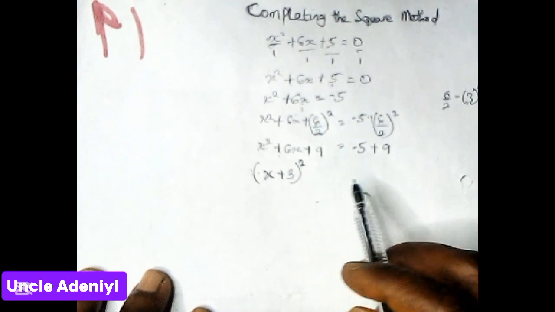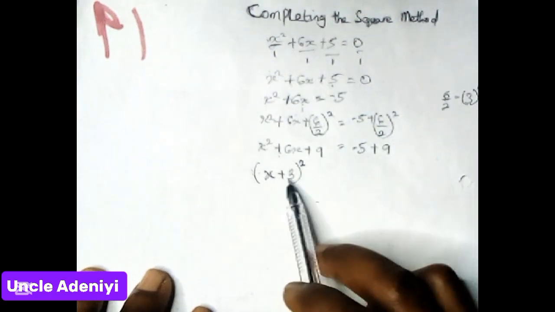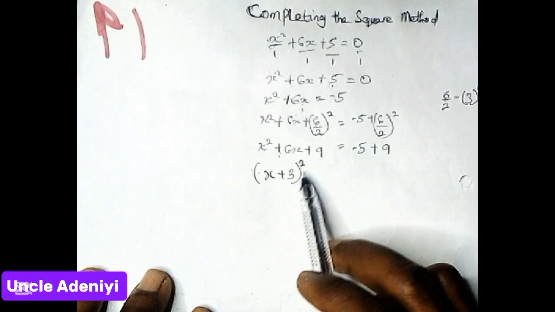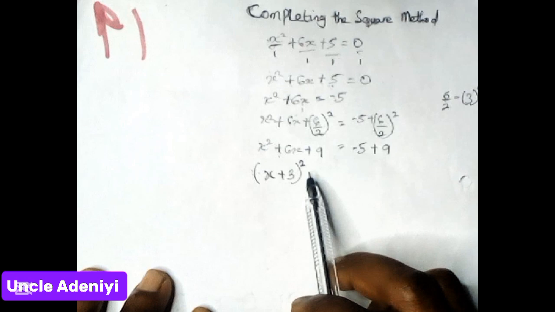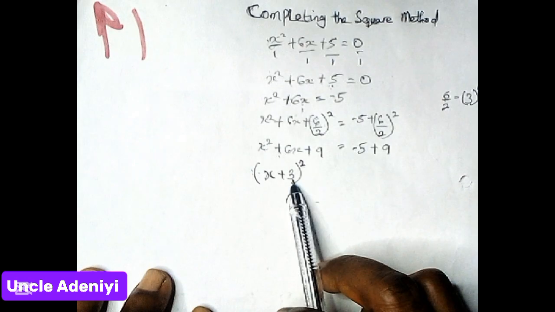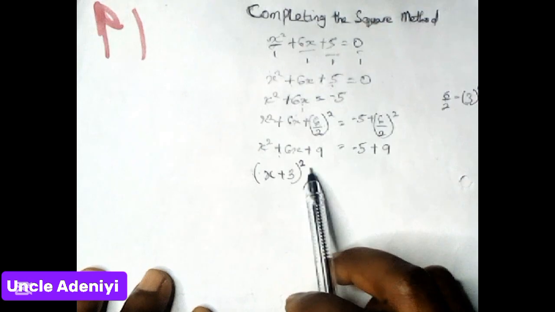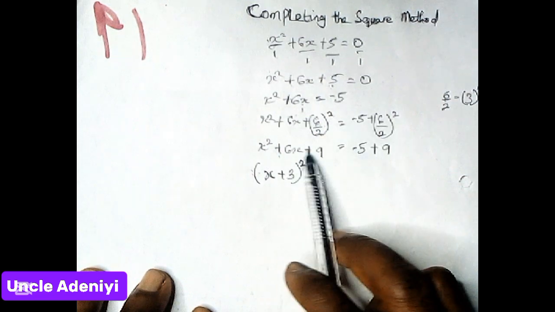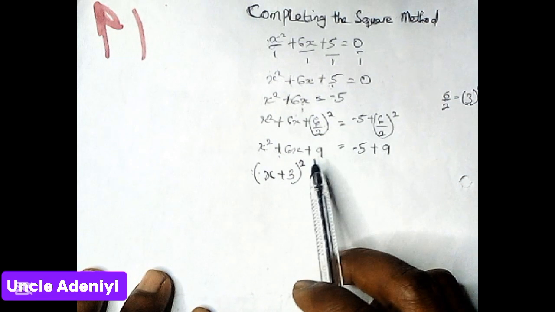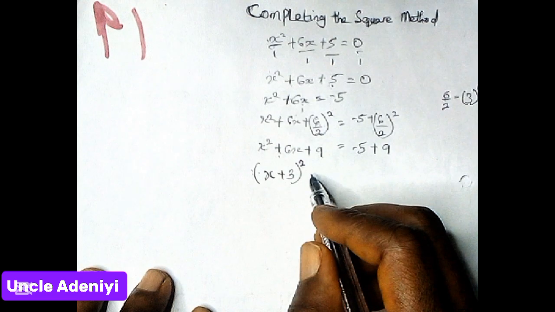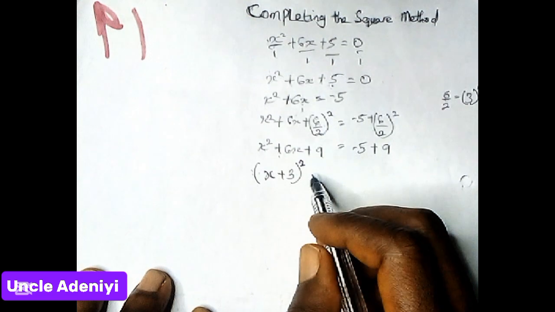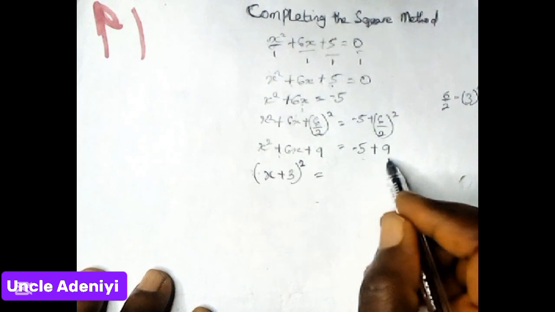If you want, you can do it this way: x plus 3, squared, is x plus 3 multiplied by x plus 3. Multiply them together and you will get the same value. So that is the shortcut I give you. Then it equals minus 5 plus 9.